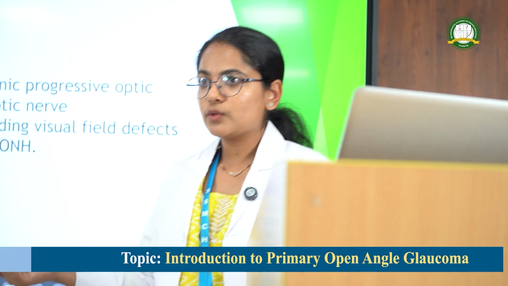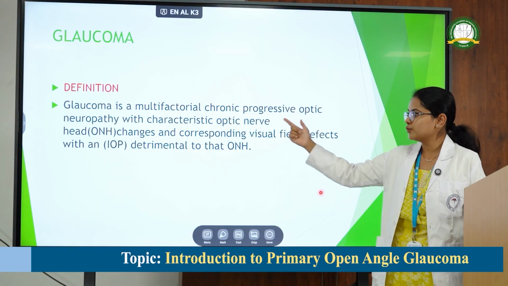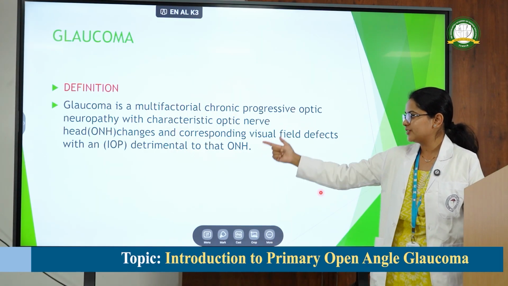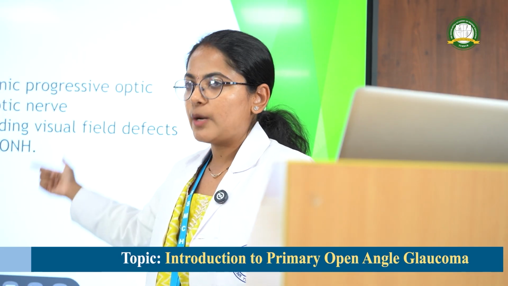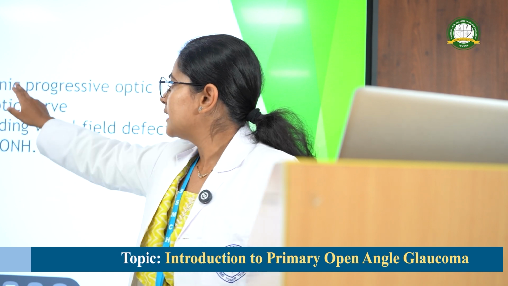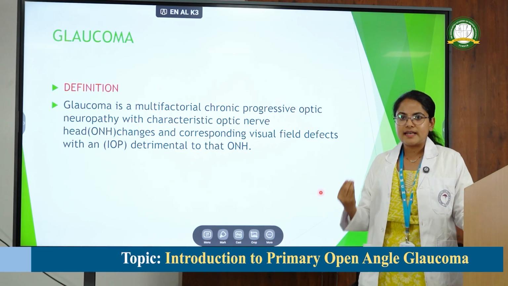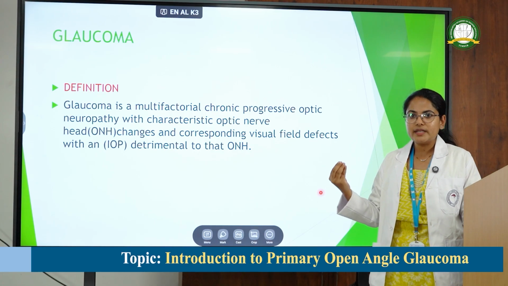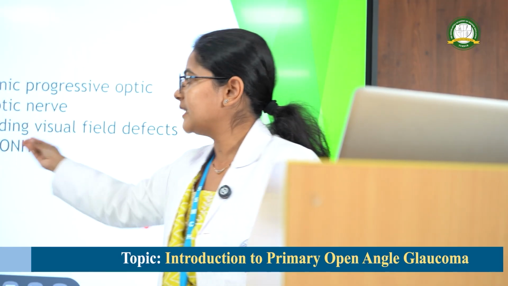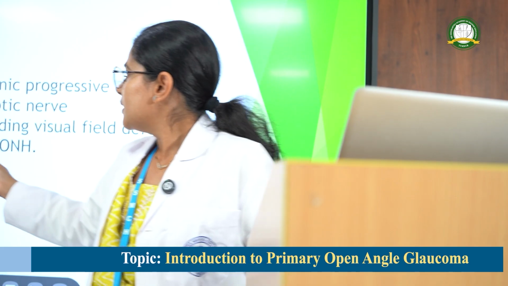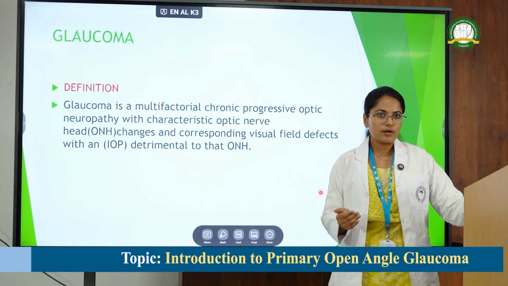Now, when we discuss glaucoma, first we need to know what glaucoma is. Glaucoma is a multifactorial, chronic progressive optic neuropathy, with characteristic optic nerve head changes and corresponding visual field defects, with an IOP determinant to the optic nerve head. What does that mean? Glaucoma is a chronic progressive optic neuropathy where the ganglion cells undergo apoptosis and death, corresponding to the visual field defects with optic nerve head changes. In glaucoma, the variable factor is IOP. There can be raised IOP or there can be normal IOP.